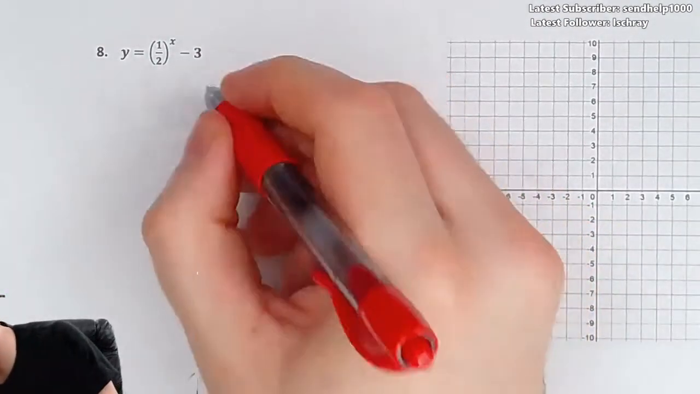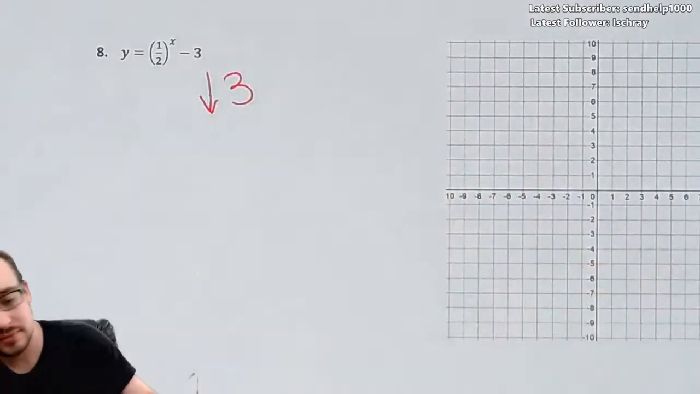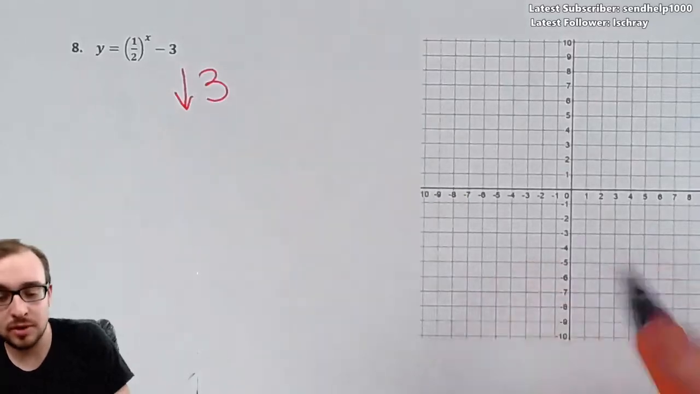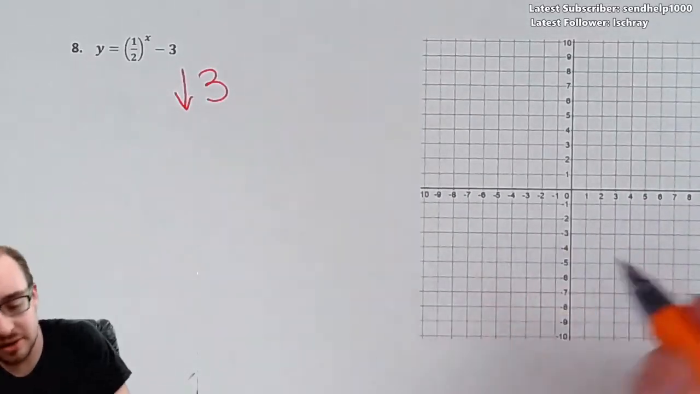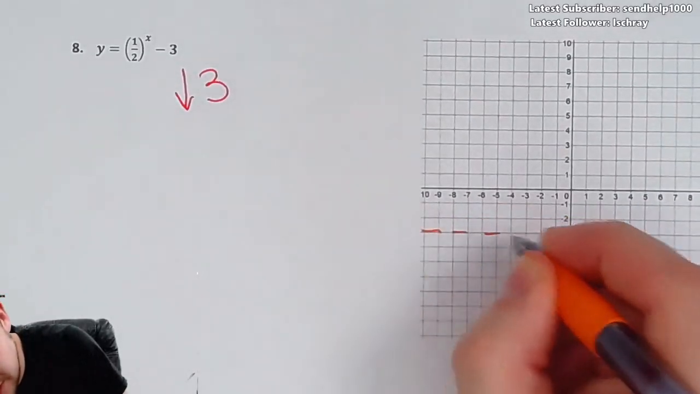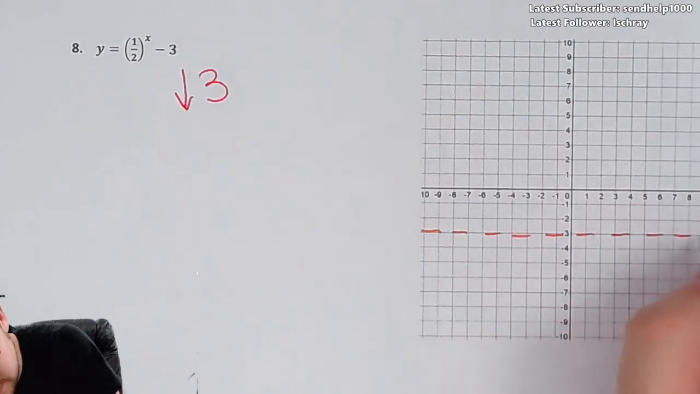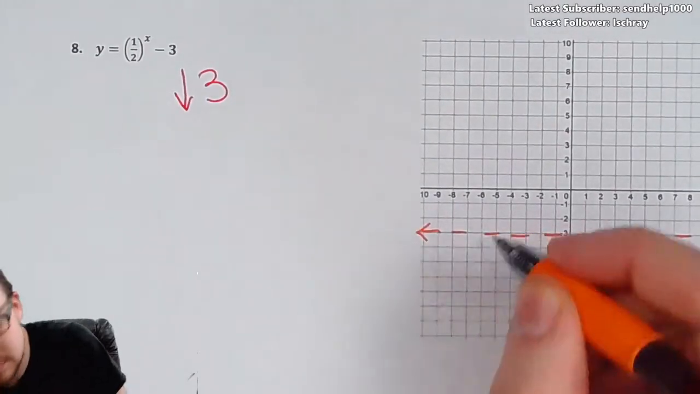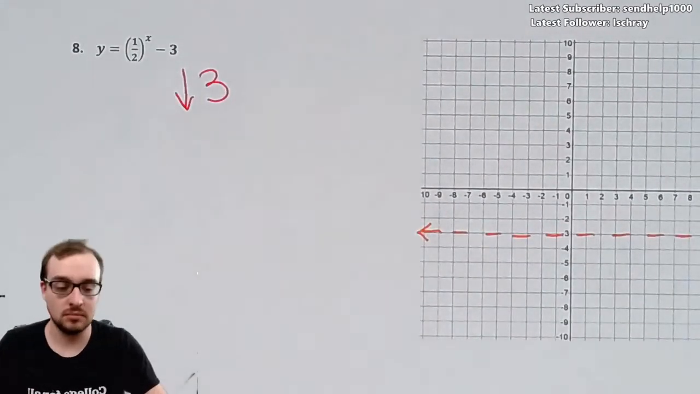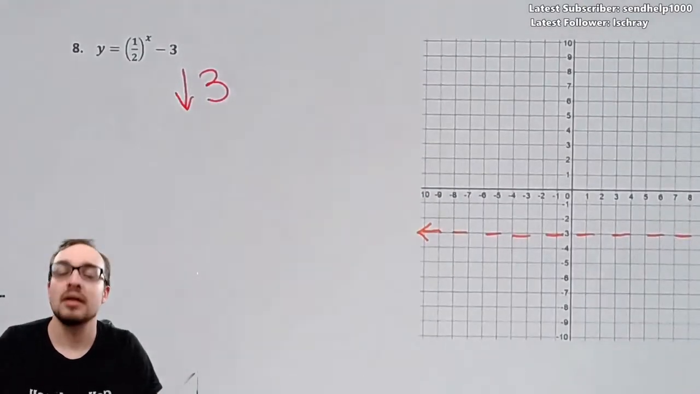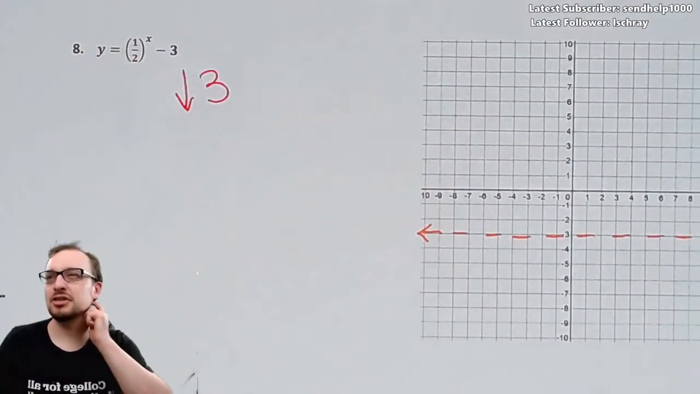This is going to shift it down 3, right? So our asymptote normally is at 0, but it's going to go down 3. So our asymptote's now here. Cool. What about that fraction? How's that going to change things?